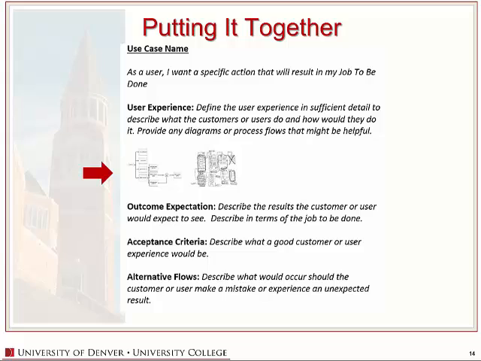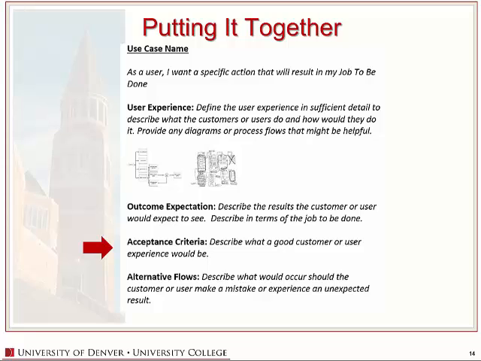And this would be a good place to insert your process flows and your diagrams to describe to the development team what your expectations are in a visual format. You then want to describe for your development team the outcome expectations. What are the results that your user or customer will expect to see? And then take an opportunity to describe in detail the acceptance criteria. Paint a picture for your development team of what good looks like.